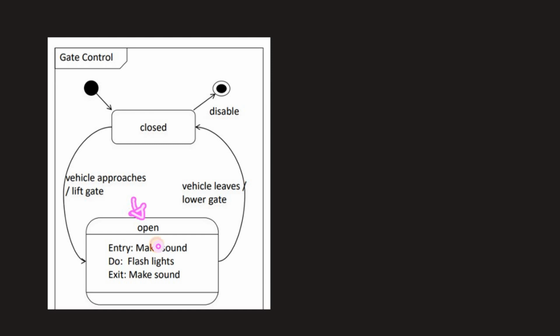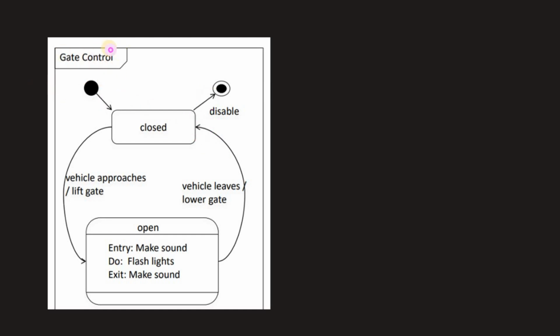As soon as it's entering the state open, what is it doing? It's making a sound. And then it's going to flash lights. After flashing lights, it's going to check if the vehicle leaves. If the guard is true, it's going to exit the do state, abort the do state, and then make a sound again upon exiting. When it's exiting, it's going to perform this action, which means lower the gate, and then go to closed and disable.